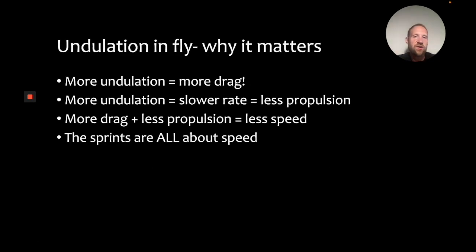Well, if there's more undulation, that means there's going to be more drag because the hips are going to travel through more space and the upper body is going to travel through more space. With more undulation, it's also going to take more time to get through one stroke cycle, and that means a lower stroke rate, which means you're going to get a propulsive impulse less frequently. So if you have more drag and less propulsion, that means you're going to have less speed. And particularly in the sprints, it's all about speed.